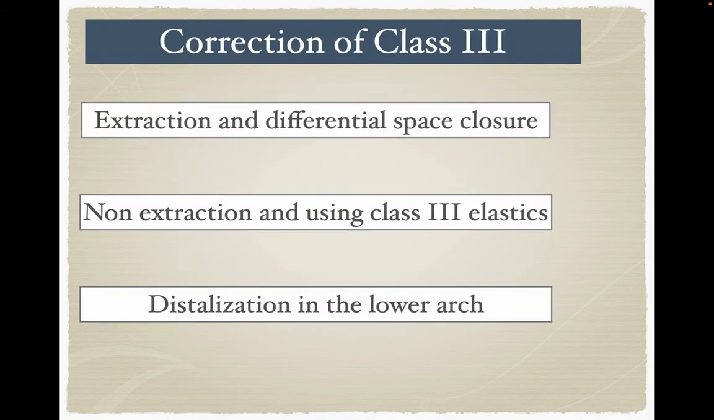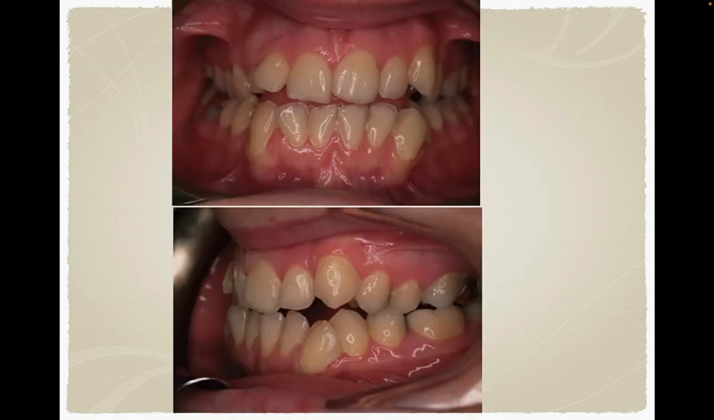The second option is to do an extraction treatment with differential space closure. So you can see here that the patient has a half unit class 3 molar relationship and canine relationship. Canine is distally angulated. We have a moderate crowding in the lower arch, mild crowding on the other segments. Midlines are coincident. So for this patient who already has a reduced lower facial height, that's another sign that this is not a good candidate for treatment.